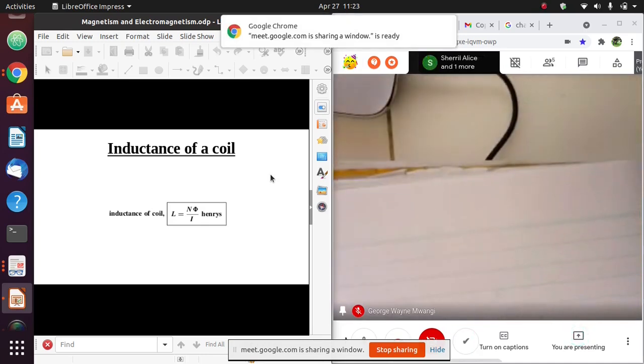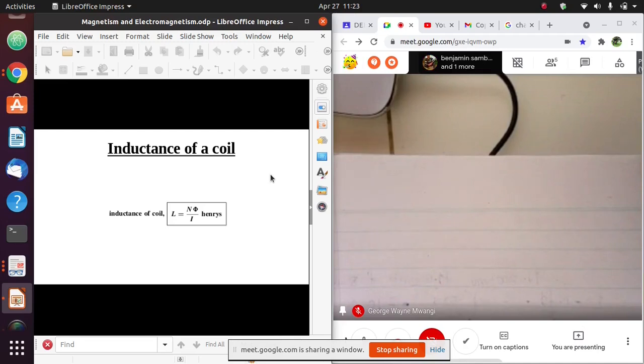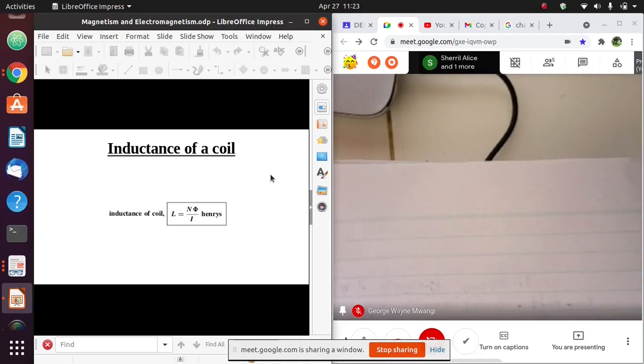We can also calculate the inductance of a coil. If you don't have an inductor in your circuit, then it is also possible to calculate the value of inductance in a coil. Remember, a coil will also have that property of inductance because that coil will generate a magnetic field which induces EMF, whether it is mutual or self. So the value of the inductance in a coil will be given by N, the number of turns in that coil, multiplied by the magnetic flux over the current flowing in that coil. Are we together?